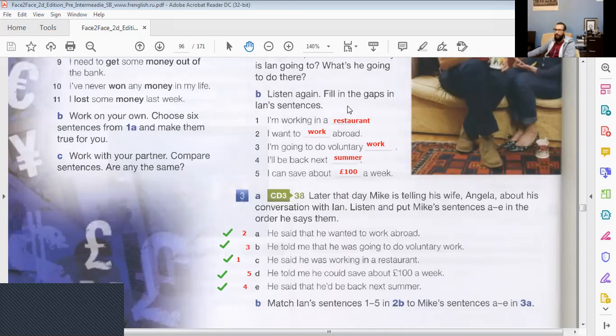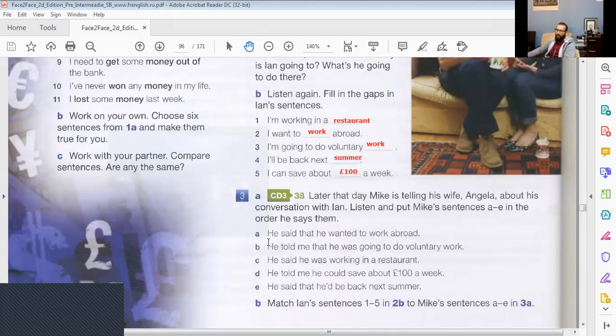Okay, so all of the answers are correct. Now, what we want to do is match these sentences that Mike said to his wife with the sentences that Ian said to Mike.